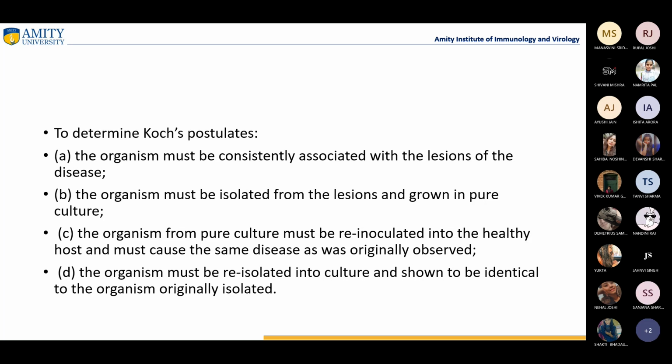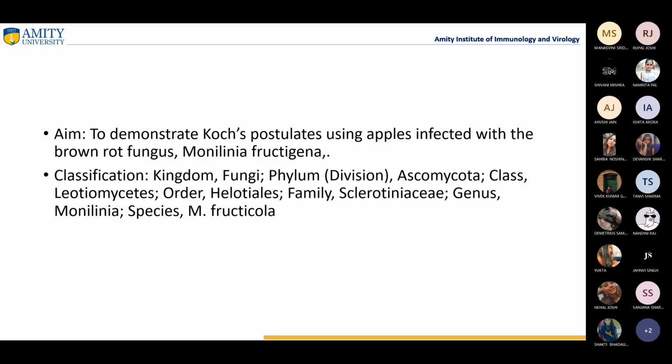So today's experiment is basically to demonstrate Koch's postulates using apples which are infected with brown rot fungus, which is Monilinia fructigena. It is a fungus which causes brown rot disease in the apple. It is definitely a fungus. It belongs to Ascomycota, the genus is Monilinia and the species is fructicola. So this one is fructigena, right?